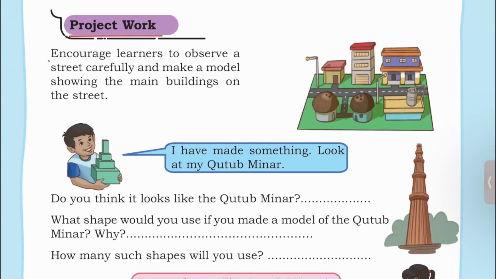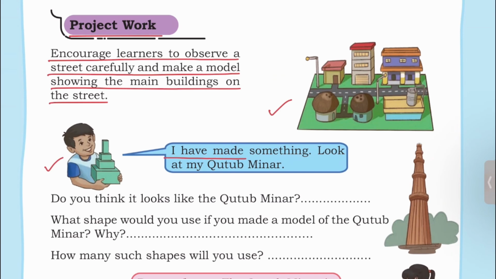Project work. Encourage learners to observe a street carefully and make a model showing the main buildings on the street. Like this. This boy says, I have made something. Look at my Qutub Minar. You can see the boy's model of Qutub Minar. But the actual Qutub Minar looks like this. Do you think it looks like the Qutub Minar?